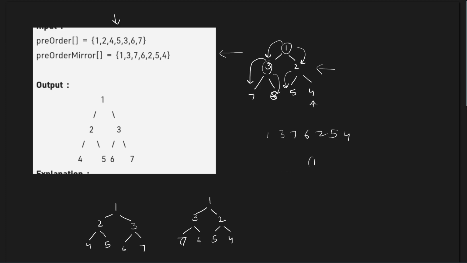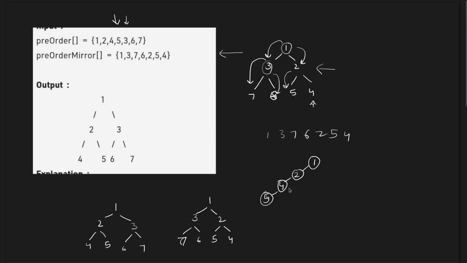I know that 1 is the parent, right? 1 is the root node, and the left child can be 2, and its left child can be 4, right? Now if this is the pre-order traversal, 5 can also be the left child of 4, right? This can be 5 as well, right?